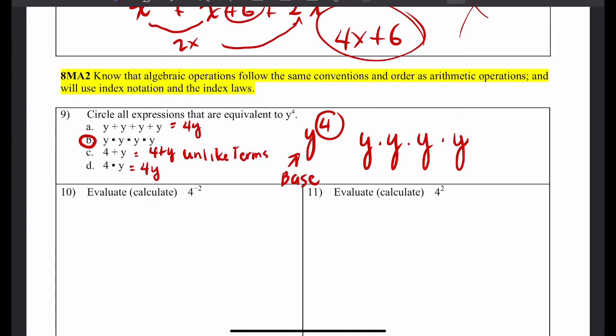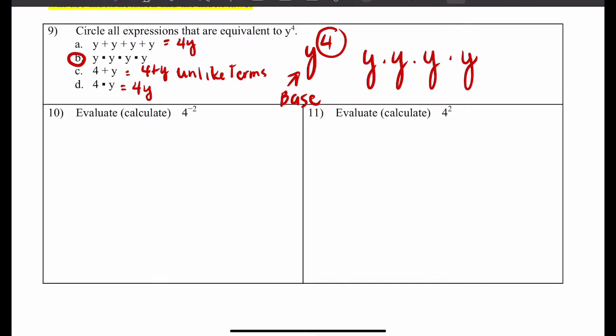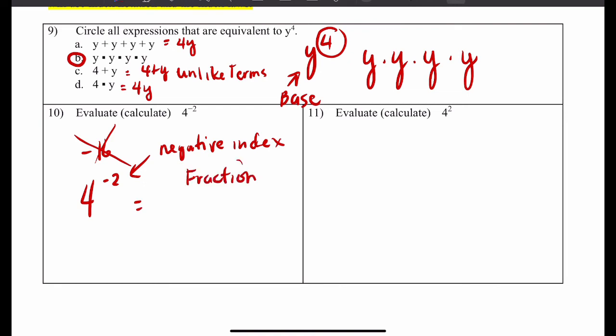Okay? So, number 10. A lot of you answered negative 16. This is wrong. Remember, when a base is raised to a negative index, it becomes a fraction. So this becomes 1 over 4 squared. Now you notice, when I made it into a fraction, the index became positive. It lost the negative sign because now it's a fraction. So the answer here is 1 over 16.